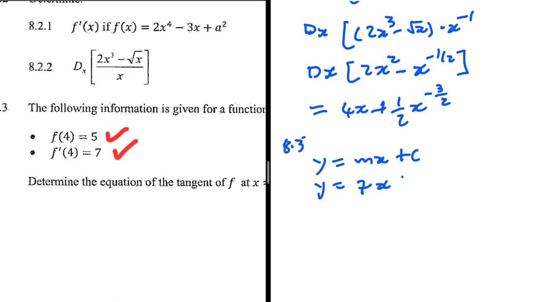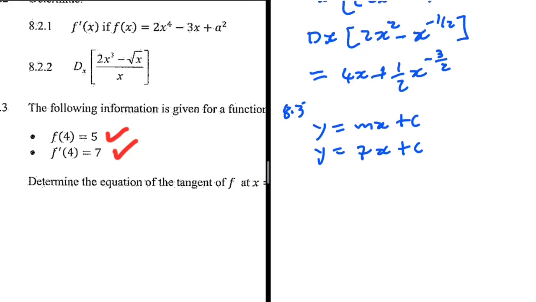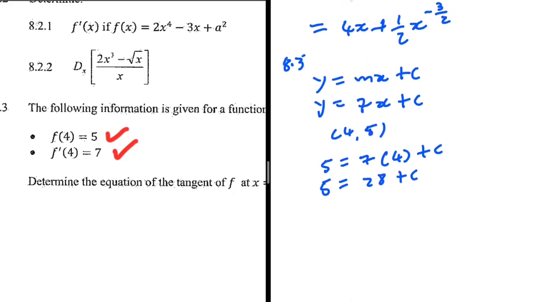So we have 7x plus c. So we just need to determine c. But we're given this point: when x is equal to 4, y is 5. So we have 5 equals 7 multiplied by 4 plus c. So let's take a look. 7, 14, 21, 28. So we have 28 plus c. So c is equal to minus 23. So y is equal to 7x minus 23.